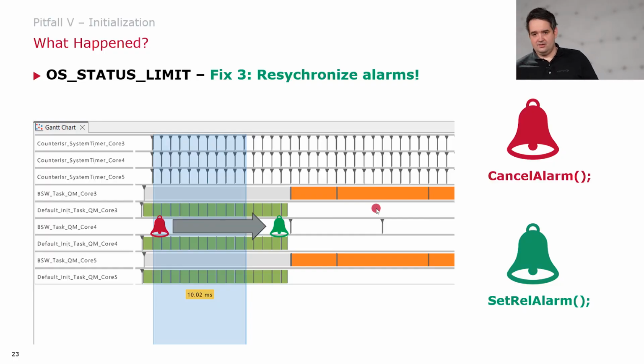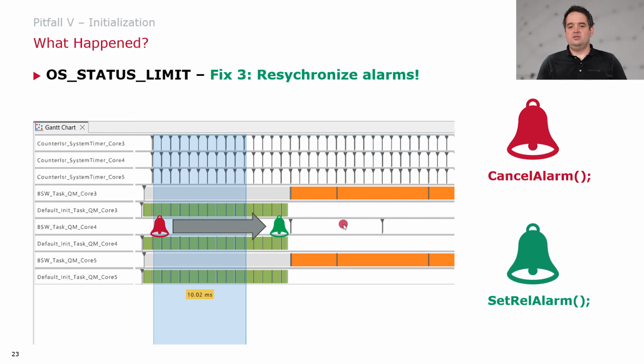Step 3, the third idea would be to resynchronize the alarms again. So let's assume we are canceling the alarm during the startup in here because we're busy with some other tasks. We want to do some other initializations. And at the very end of our project, of the initialization phase, right before we start with the normal scheduling, we set the alarm again.